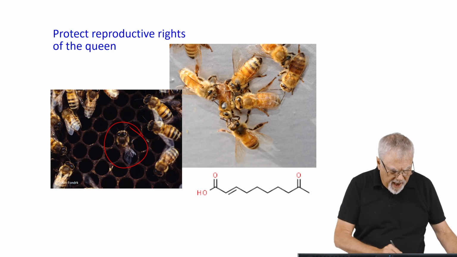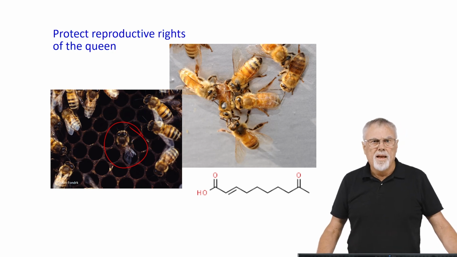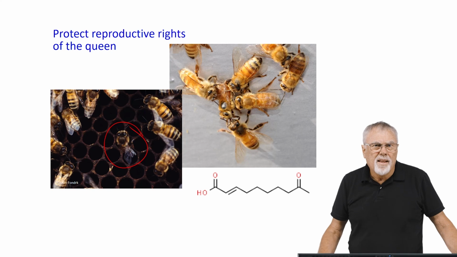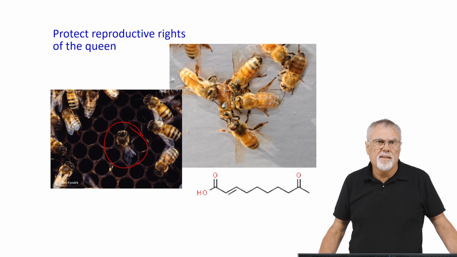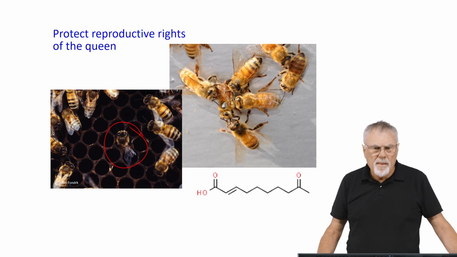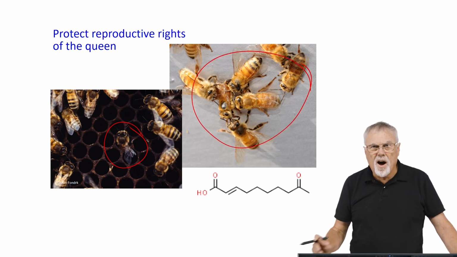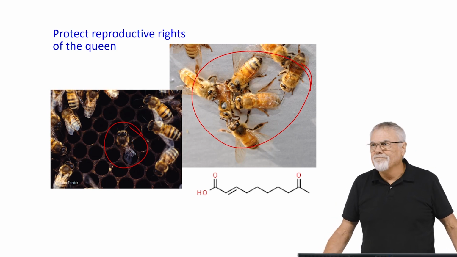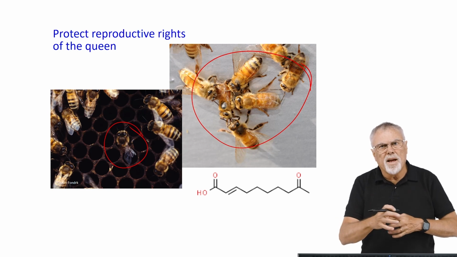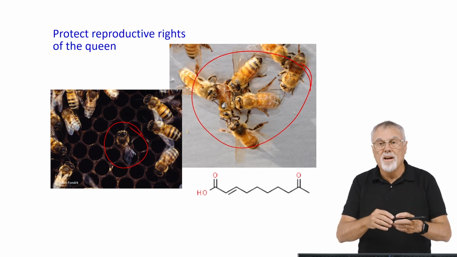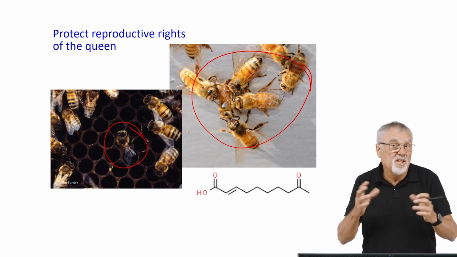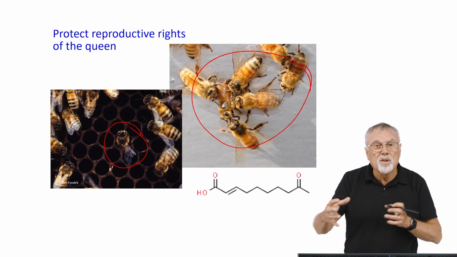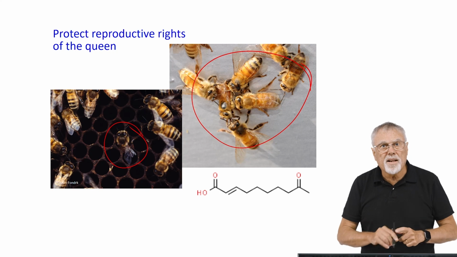So the workers can lay some of those eggs. And in the presence of a queen, that is policed. The other workers, they protect the reproductive rights of the queen by identifying and often being very aggressive towards other laying workers, and then somehow or another, I've never seen them kill one, but they disappear. So they're constantly policing their own in order to protect the reproductive rights of the queen.